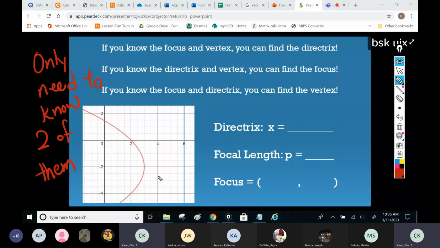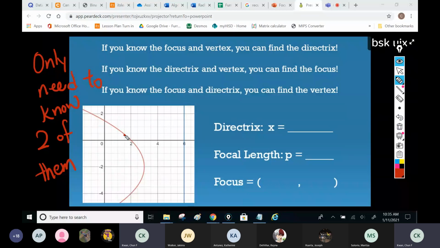So let's look at this example real fast, all right? I'm giving you the curve. The curve is right here. It is a sideways parabola. And I'm also giving you the directrix. And now I want you to find the focus.